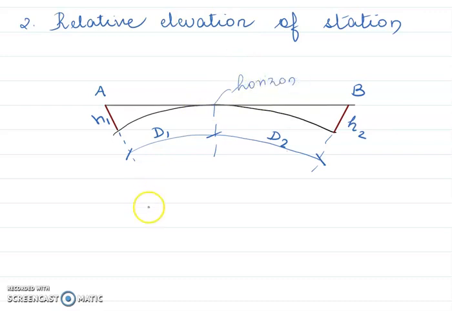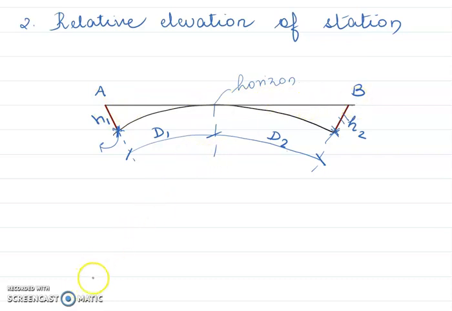So here we will be calculating the relative elevation of stations. In other words, we are calculating the value of h1 and h2. If you are at point A, what should be the height h2? Let's imagine these are the points on the ground, and you are viewing from point A. You have the line of sight h1 above this point on the ground.